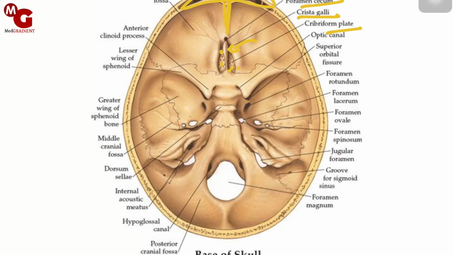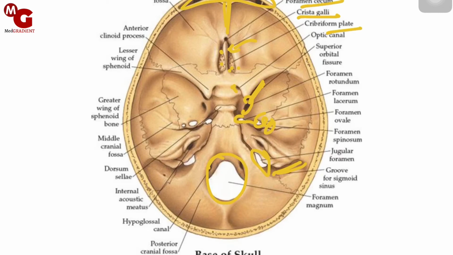Then we have the superior orbital fissure over here, and then we have the optic canal going in. Then we also have the inferior orbital fissure the other way down. Then we have foramen rotundum, then foramen lacerum, then foramen ovale and foramen spinosum, right? Then we can see the jugular foramen over here, and we have the groove for sigmoid sinus, and we have the foramen magnum, the biggest foramen, from which the spinal cord goes down.